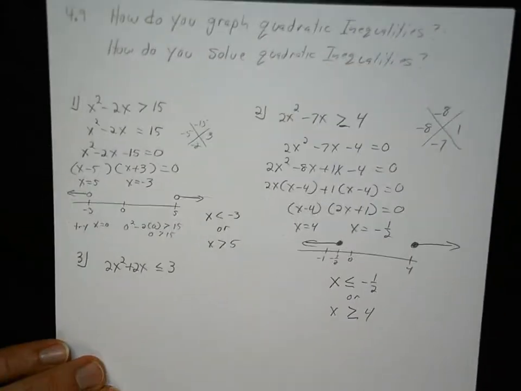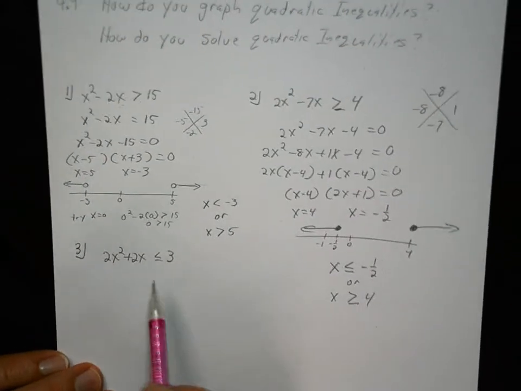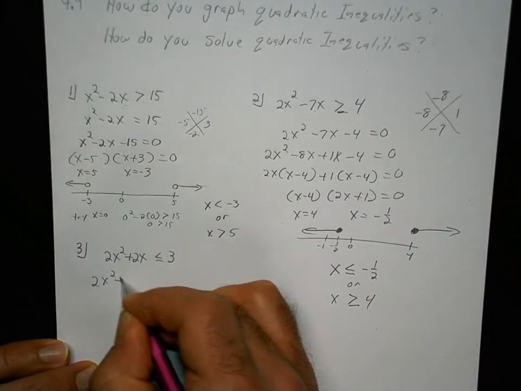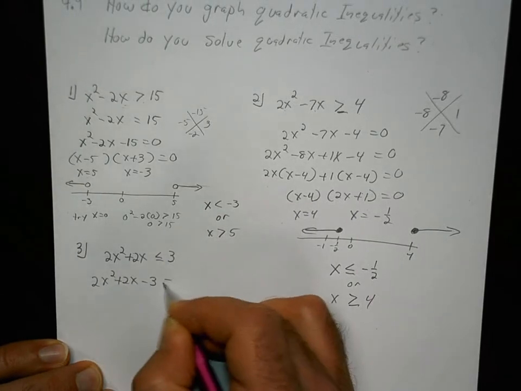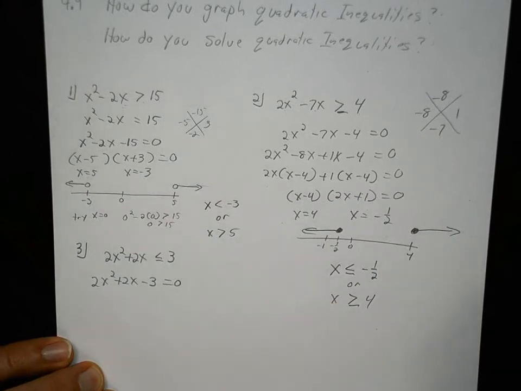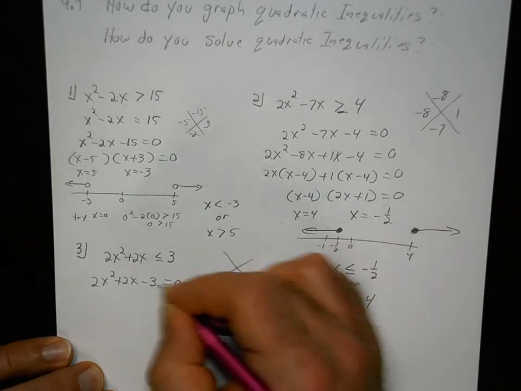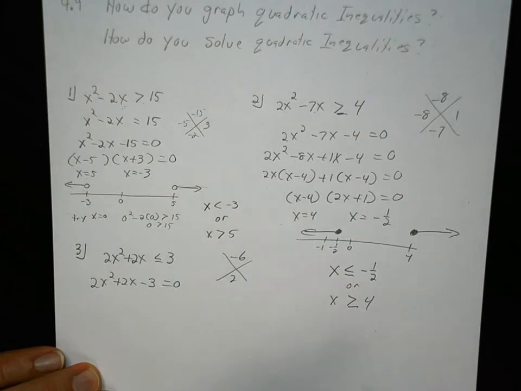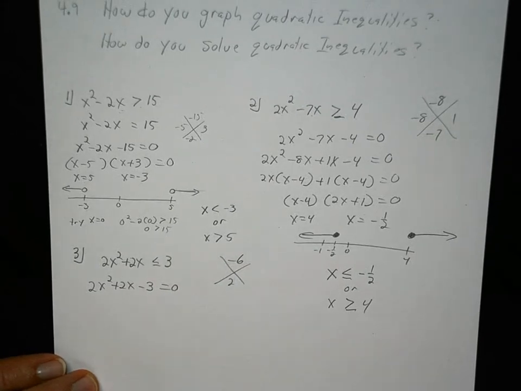Okay. One last one here. We're going to bring the 3 over and set it equal to 0. Now on this one, if I try to factor, I got a -6 and a 2. If I look at that, I don't think I can solve that. So that tells me that that's not factorable. Doesn't mean it's not solvable though, but we're going to have to use the quadratic formula on this one.